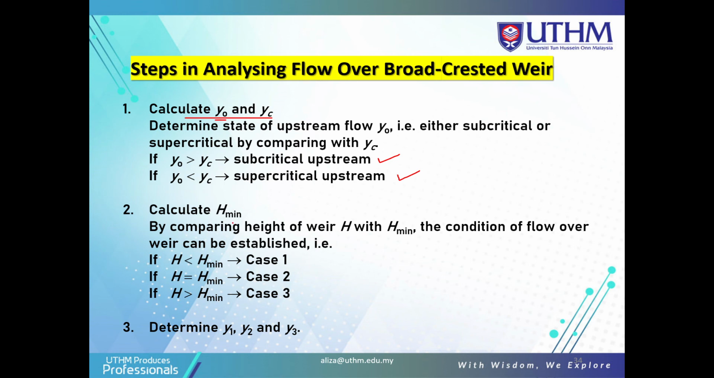Okay, then in step 2, you must calculate H minimum, by comparing the height of the weir H with H minimum. The condition of flow over the weir can be established: if H is less than H minimum, it is case 1. If H is equal to H minimum, it is case 2. If H is more than H minimum, it is case 3. Then step 3 is you must find y1, y2 and y3. So these are the steps for analyzing flow over a broad crested weir.